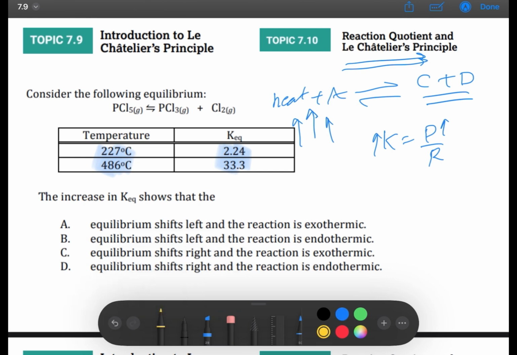Okay, the reaction will shift left? No, it will be shifting to the right, which is the product side. Don't say right or left. The equilibrium shifts left? No, it's not right. C says equilibrium shifts right, and the reaction is exothermic. No, it's not exothermic. The heat is on the reactant side. So D says equilibrium shifts right, and the reaction is endothermic, and D is the true one.